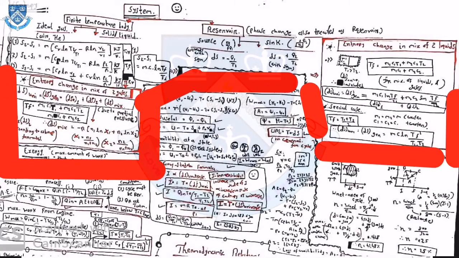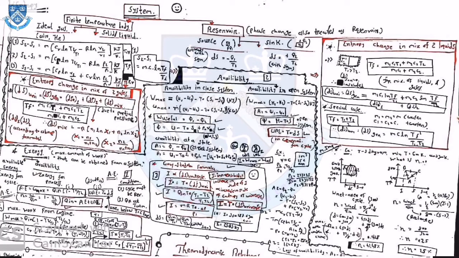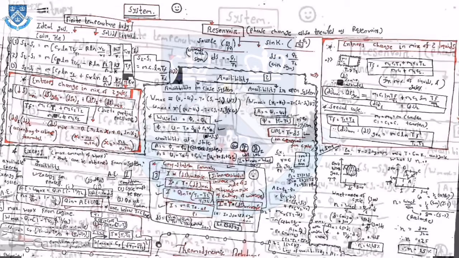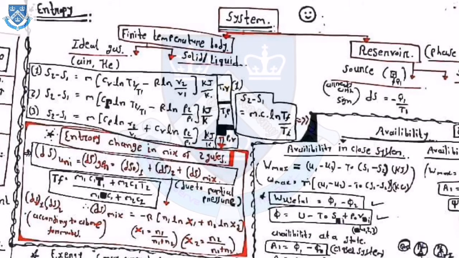Now from this chart or this one diagram, there is always one question of 1 to 2 marks in the GATE examination from the thermodynamics portion. So you have to remember these equations, and all the equations are very easy. The first one is the entropy of any system. For a system there are two parts, a finite temperature body and a reservoir.